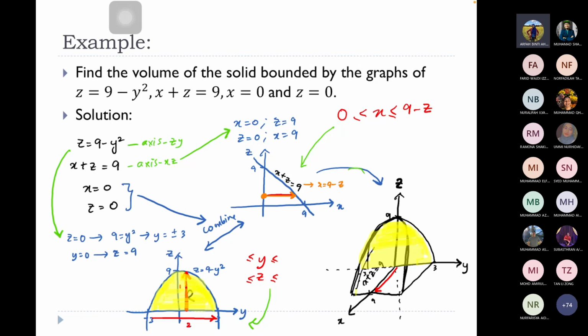So, gerakkan kedua. Okay. So, z daripada garisan minimum adalah z sama dengan kosong dan dia akan menyentuh 9 tolak y kuasa 2. Y pula daripada negatif 3 sampai 3. So, itu adalah the limit for all of the variable. X, Y dan juga Z. Then, buatlah dia punya integration. So, cuba settlekan the integration.